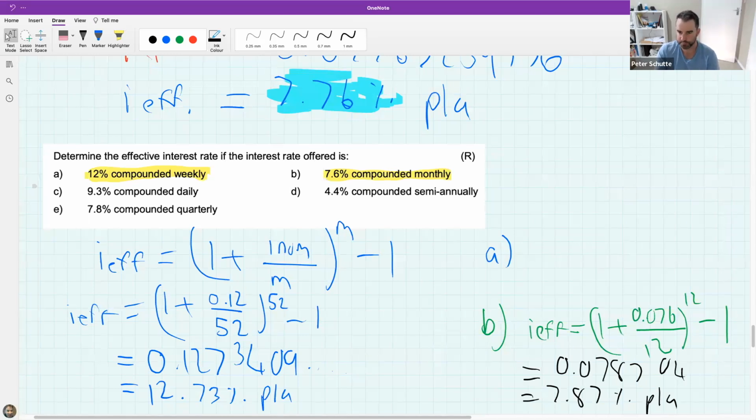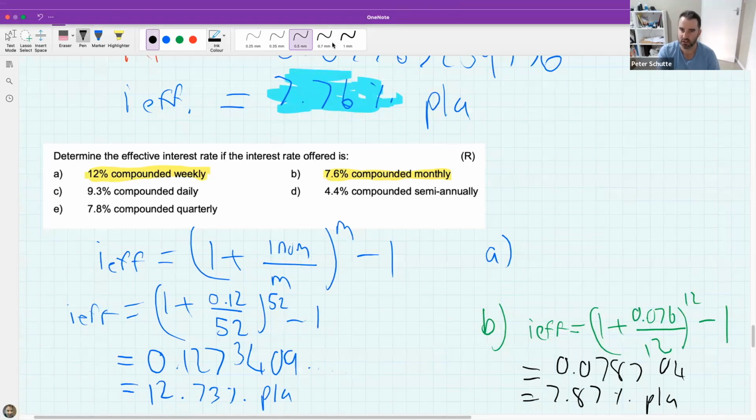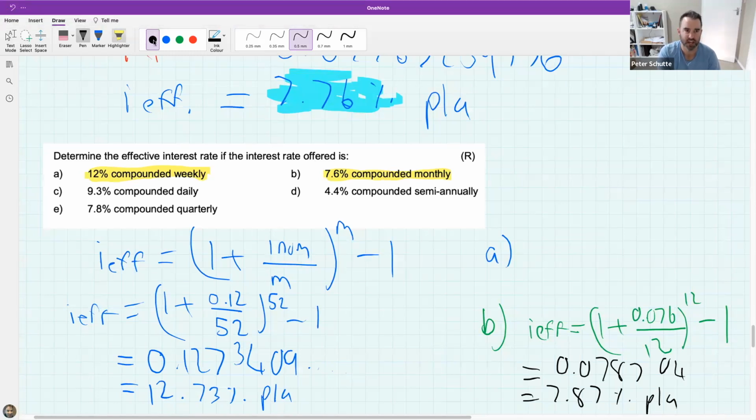Okay, I want us to probably finish today with these two. I want to do semi-annually, which means every 6 months, compared to this one compounded quarterly. What are the effective interest rates that you get from compounding like this?